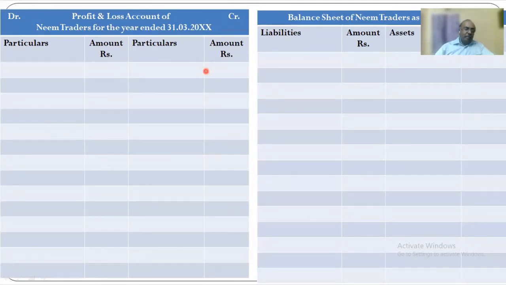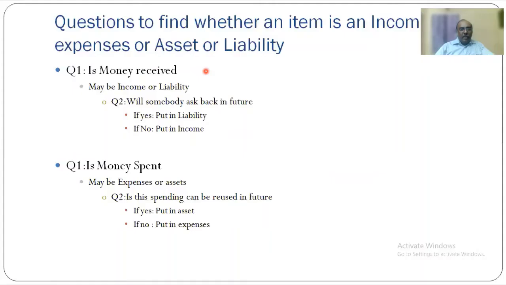In some books some format will be given. Don't use the format method. Now we are going to discuss the logical method. So use this logical questioning method and find out which item will go to which compartment. For this, we are supposed to ask four questions. The first question is: is money received or is it spent? If money is received, then the second question is: is this money something repayable in the future or not?